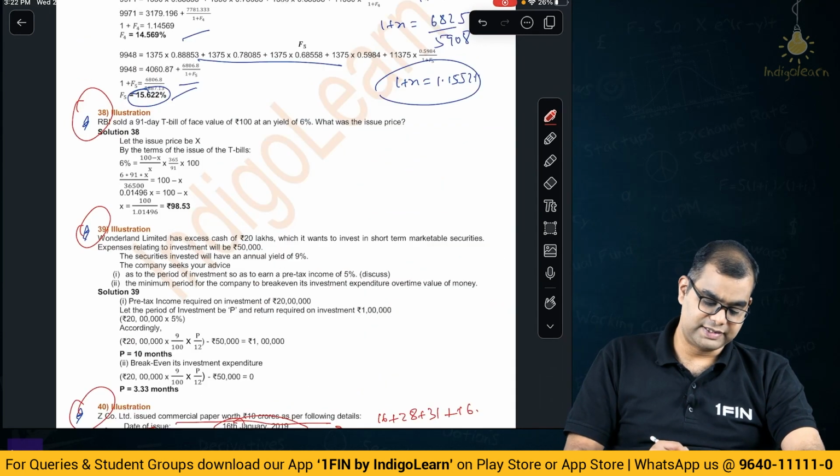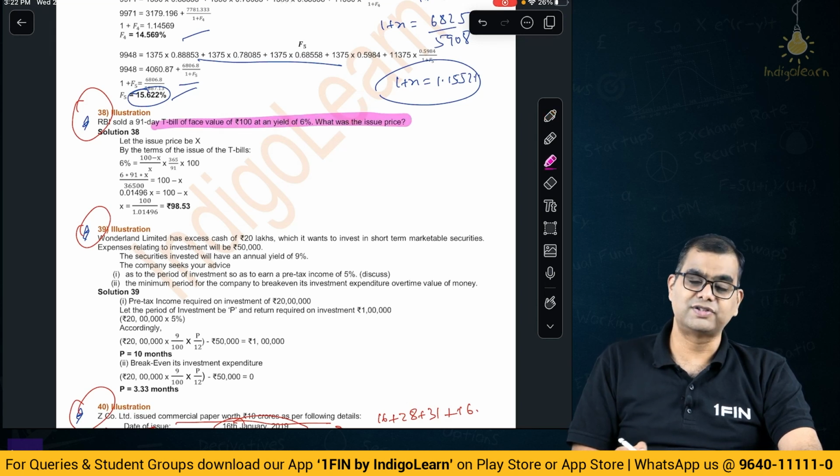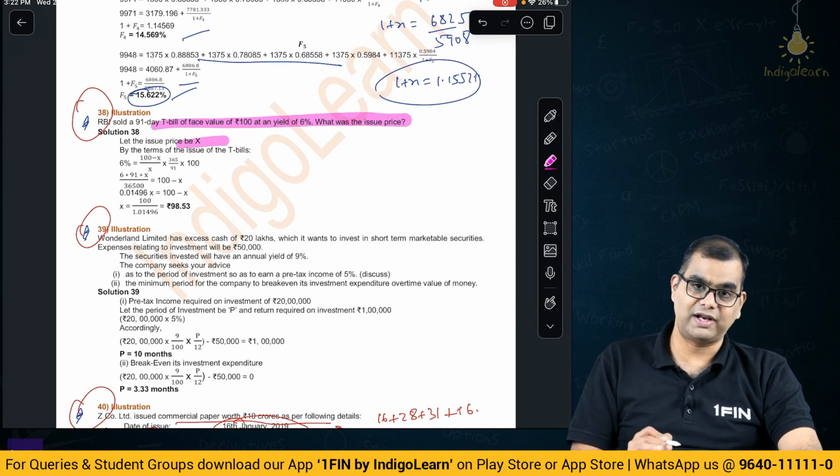Let us look at this next problem. RBI sold a 91-day T-bill at face value of 100 and yield of 6%. What was the issue price? So, let the issue price be X. So, issued at X rupees, face value is 100, but the yield is 6% for 91 days.